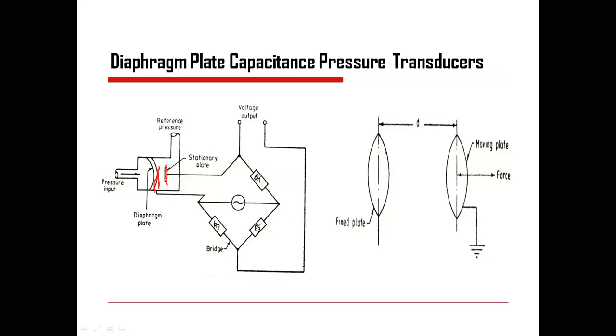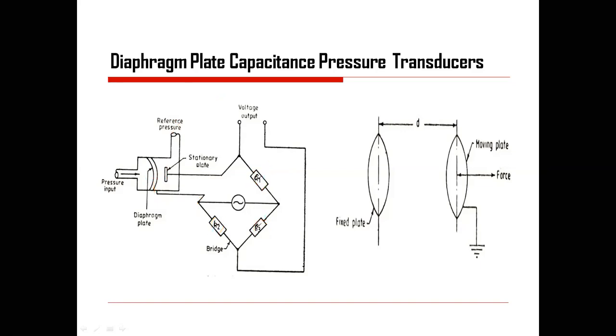But this capacitance is connected to a bridge, similar to your Wheatstone bridge. But this one is the capacitance bridge. These are not the arms; these are the capacitances actually, and depending upon the applied pressure, a reference pressure is also given as an input. You can use it or you cannot. It is not mandatory to use the reference pressure, but in some cases this is nothing but a known pressure, applied as an input to maintain the position of the straight line at the diaphragm.